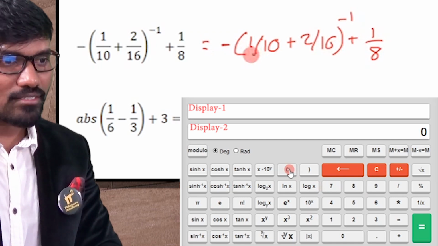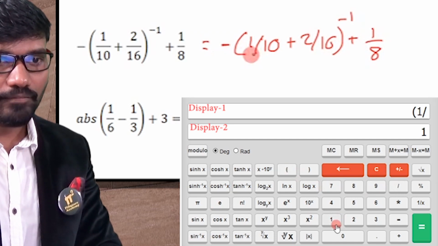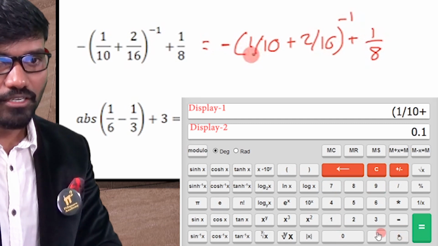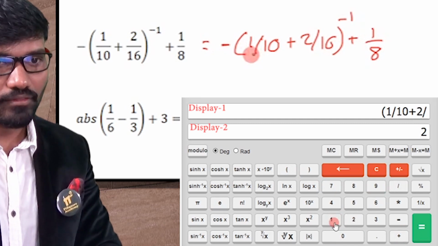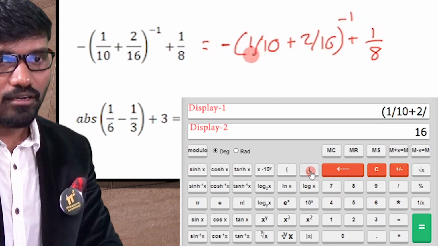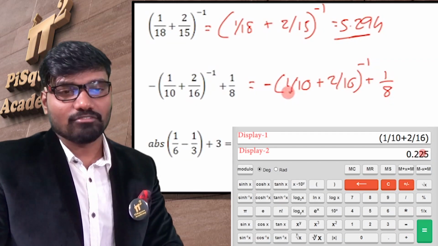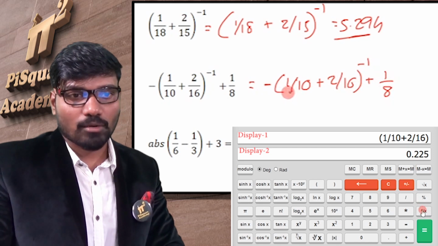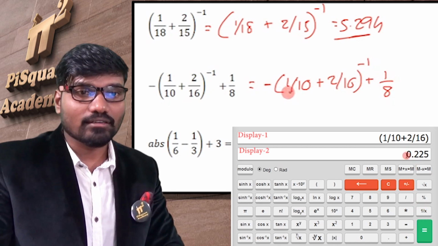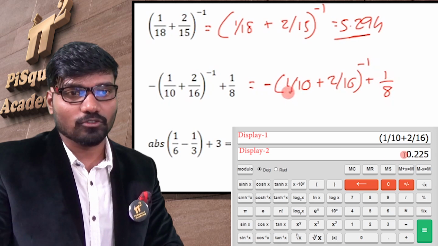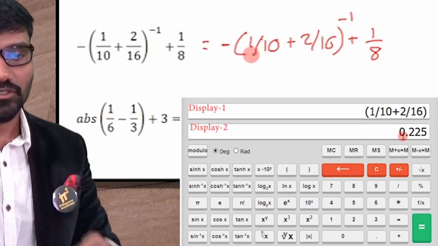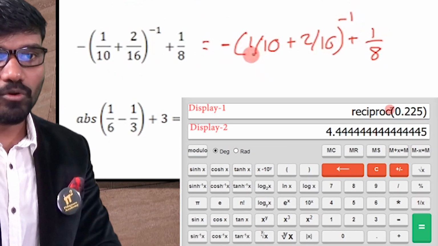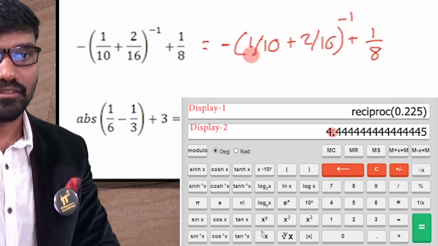Next, open parenthesis, 1 by 10 plus 2 by 16. And for this value, I want to apply inverse. This is the value of x. If I hit this, it will perform 1 by x. What is the value of x? Whatever value is there in display 2 will be considered as the x value. Let me hit it. The reciprocal of 0.225 is this value.